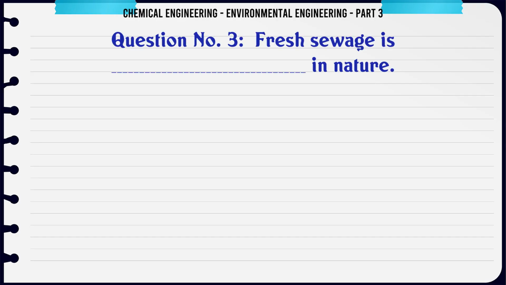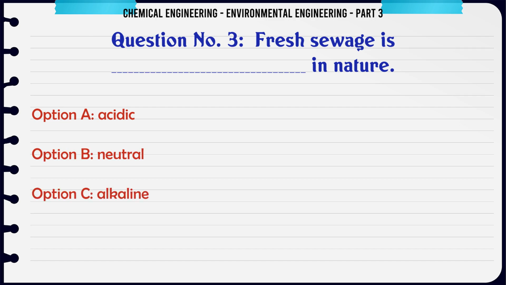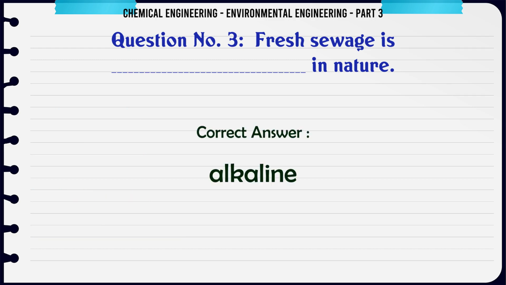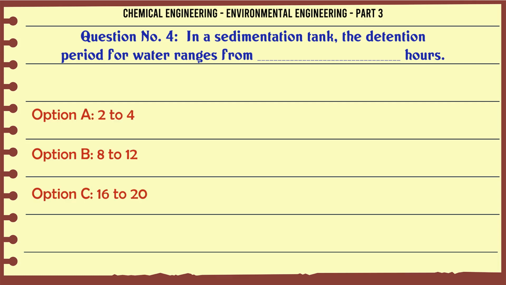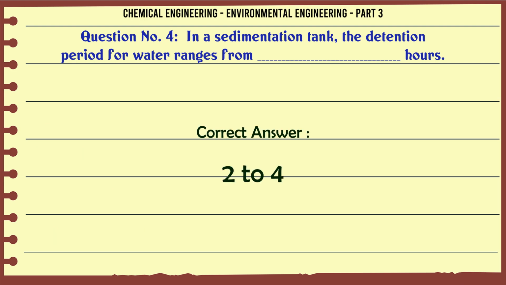Fresh sewage is ___ in nature. A. Acidic. B. Neutral. C. Alkaline. D. Highly acidic. The correct answer is alkaline. In a sedimentation tank, the detention period for water ranges from ___ hours. A. 2 to 4. B. 8 to 12. C. 16 to 20. D. 24 to 32. The correct answer is 2 to 4.